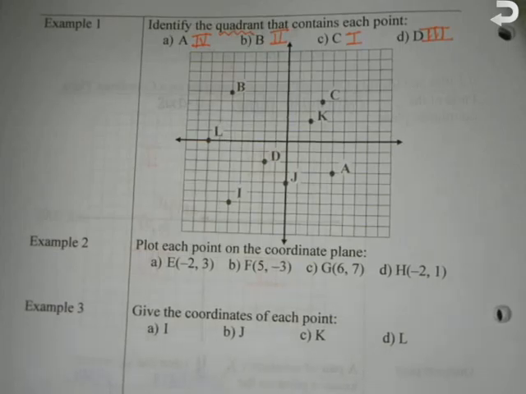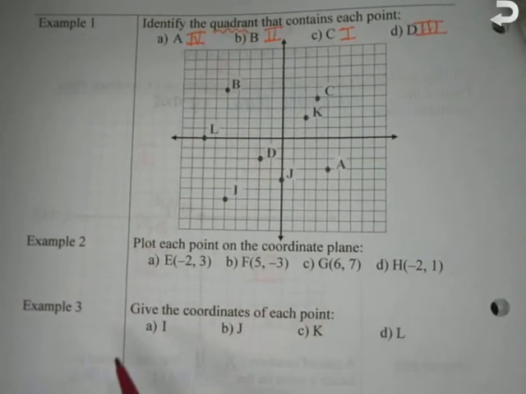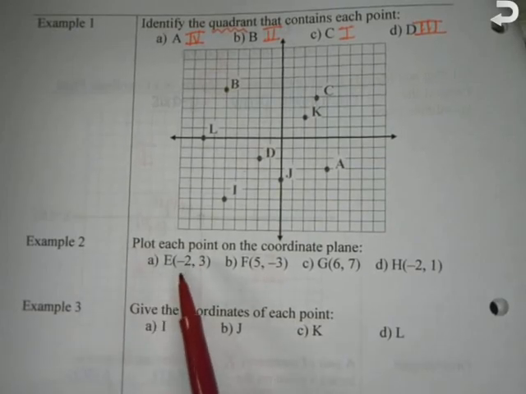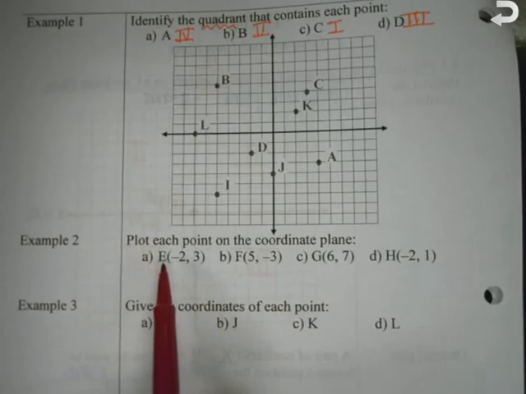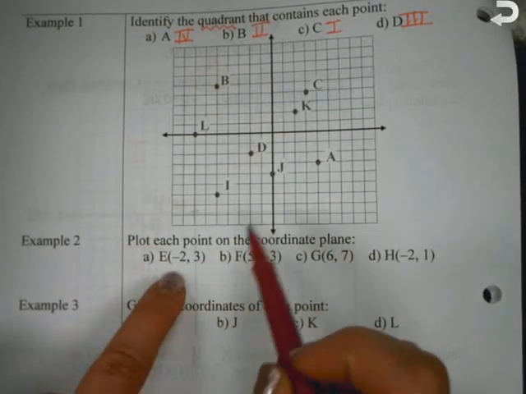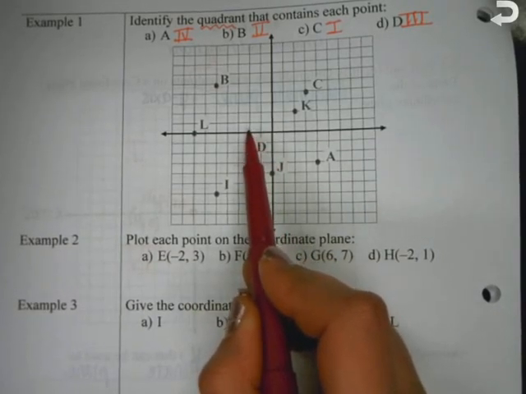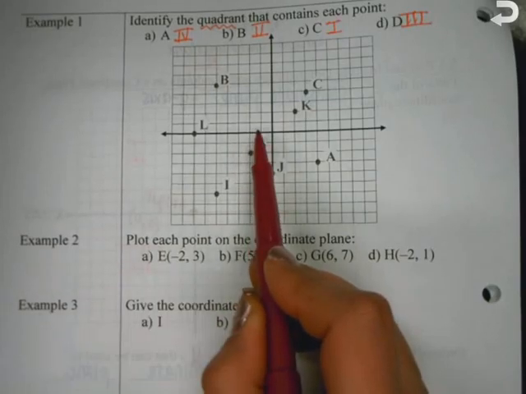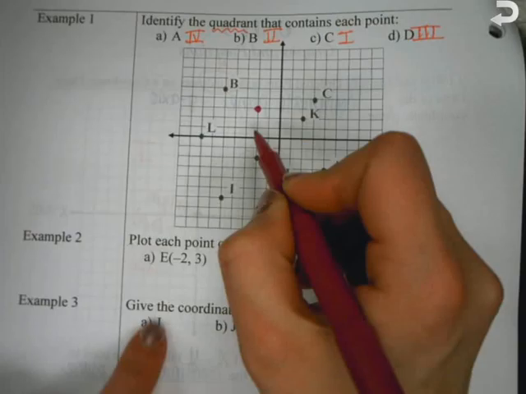Easy so far, right? Example 2. Plot each point on the coordinate plane. So we have to plot these and then label them. I'm going to do A, we're going to do that together, and then I'm going to let you do B, C, and D by yourself. So we need to plot point E, which means I always start at the origin, 0, 0. My X coordinate is -2, so is that left or right? Left, 2 spaces. And then my Y is +3, so I go up 3. And then I put the letter E next to it because that's what they labeled it for us.